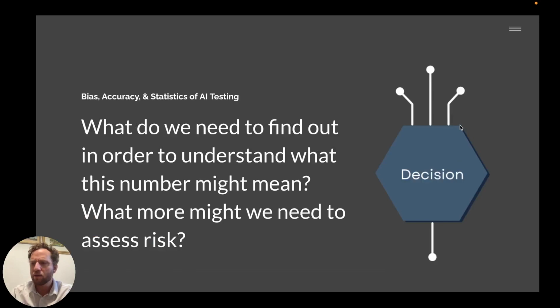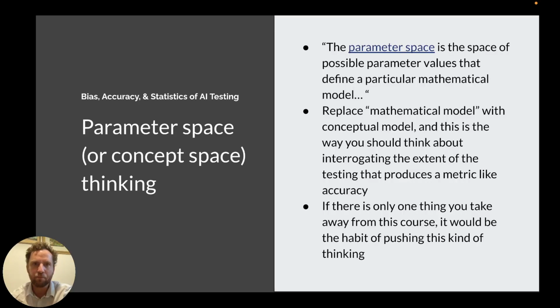So the real question is, what do we need to find out in order to understand what this number might mean? Because, on the face of things, it sounds okay. So you would think 83% of the time it's able to detect whether there's suspicious activity. But what more might we need to understand when we're trying to assess the risk of this system?